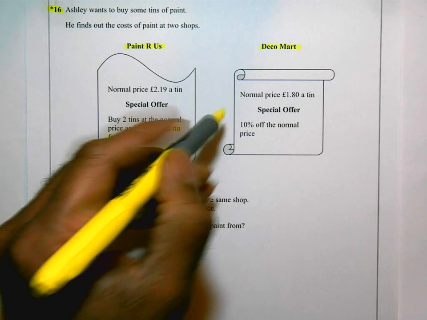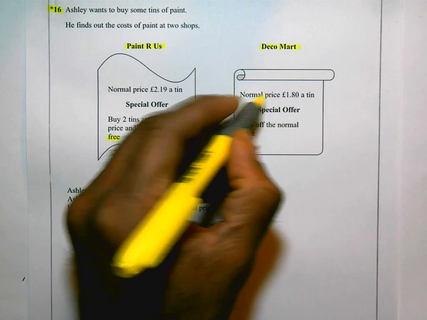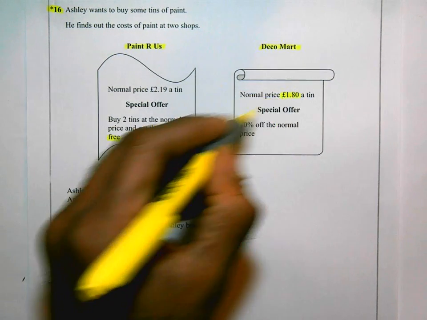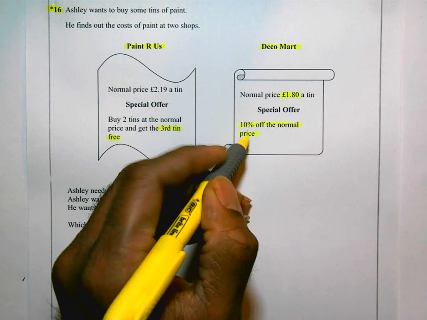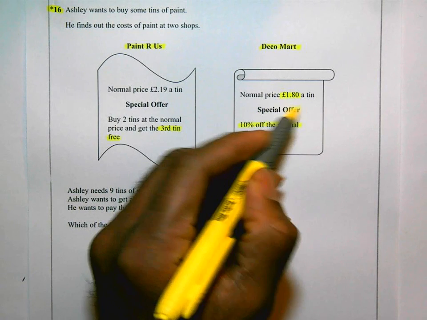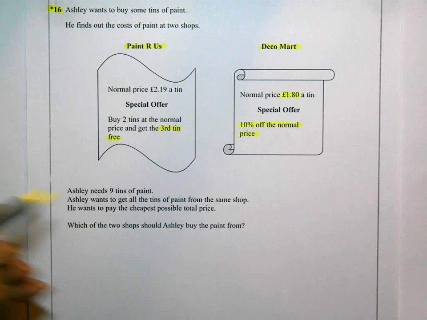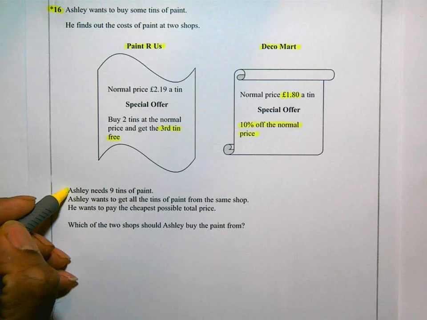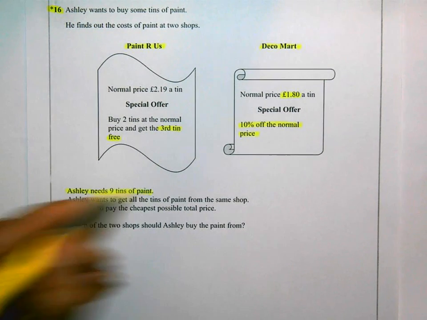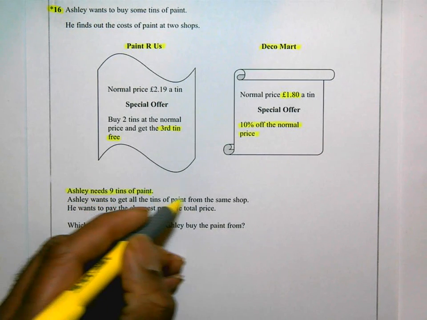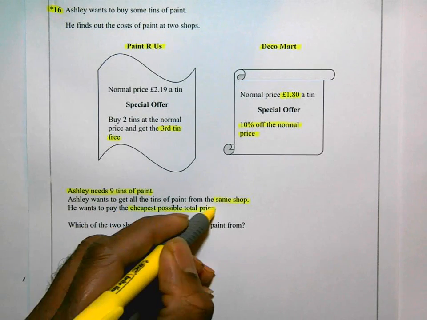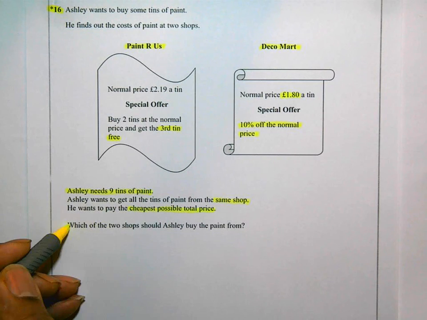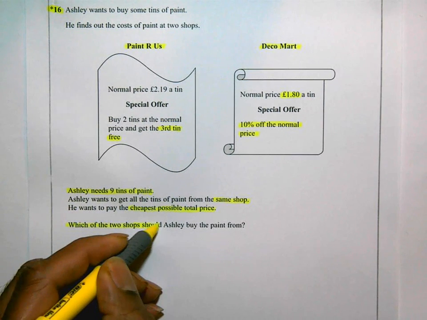At the other shop, the normal price is £1.80 a tin, and the special offer is 10% off the normal price. So you're going to pay for each tin 10% less than £1.80. Ashley needs 9 tins of paint. He wants to get all the paint from the same shop. He wants to pay the cheapest possible total price. Which of the two shops should he buy the paint from?